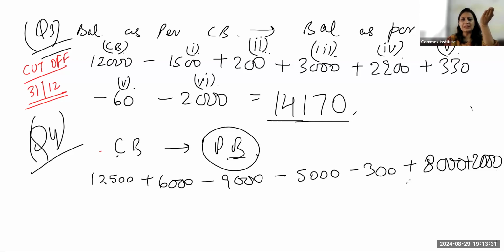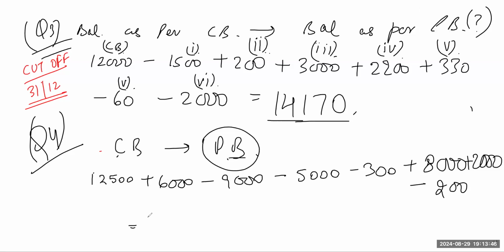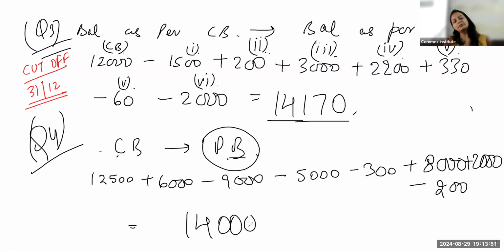Banker has not made that mistake. Banker's account is still down. He has not increased it unnecessarily. So we'll also decrease this 200. And get me the final answer, please. 14,000. Are you getting the answer as 14,000? Yes. This is my balance as per passbook.